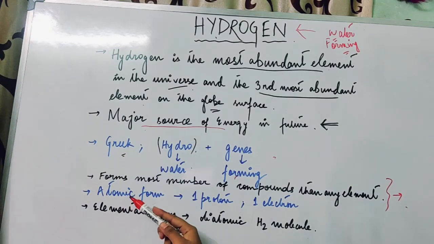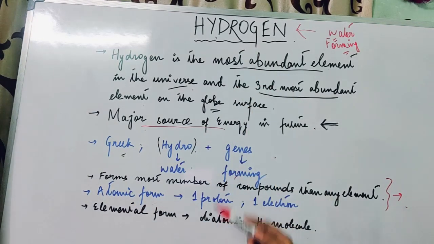The atomic form of hydrogen has one proton and one electron respectively, and in elemental form it is in the diatomic state, which is the H2 molecule. It is represented as H2.